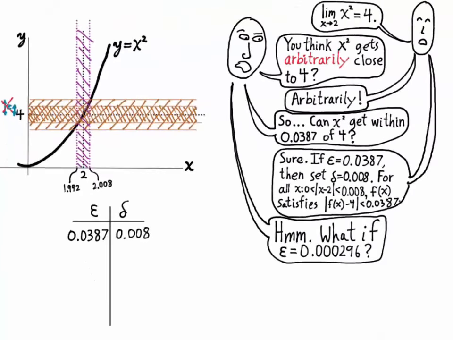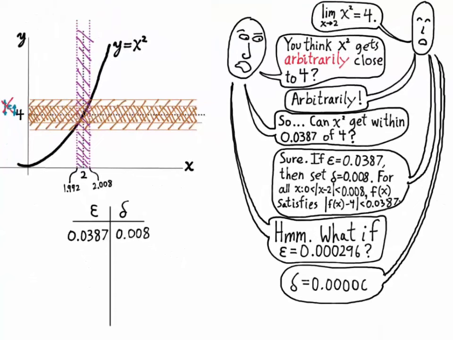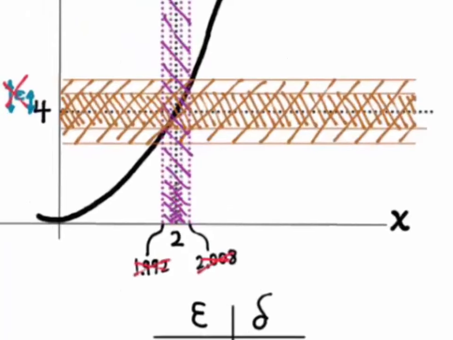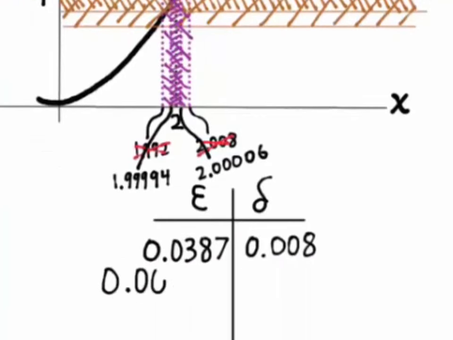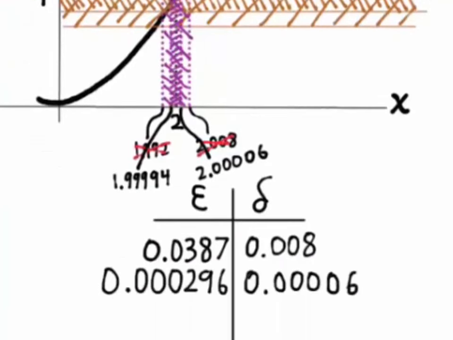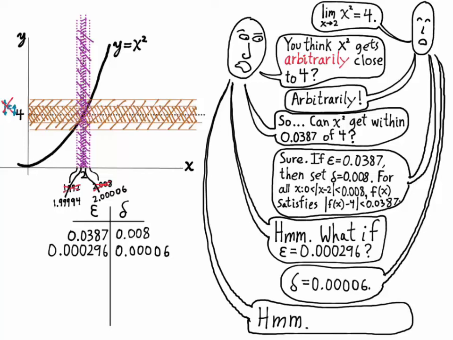The challenge, however, is met with delta equals 0.00006. Here's a picture of the new neighborhood. We make it small enough so that everywhere in that neighborhood the function does stay within the envelope. And then we put that as a new entry in our table. And the discussion continues, and every time the challenger comes up with a new value of epsilon, a value of delta is found that satisfies the requirement.